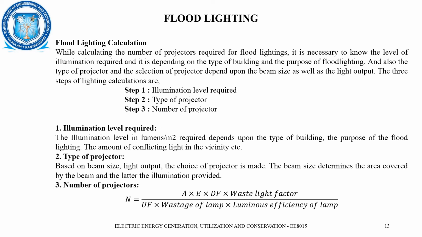Next is the type of projector. Based on the beam size, light output, and the choice of the projector, the type of projector has to be chosen. The beam size determines the area covered by the beam, and the latter the illumination provided. Next, the number of projectors depends upon the area, illumination level, depreciation factor, waste light factor, utilization factor, wastage of lamp, and the luminous efficiency of the lamp. With this formula, we can calculate the number of projectors.